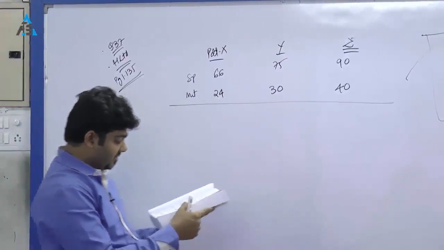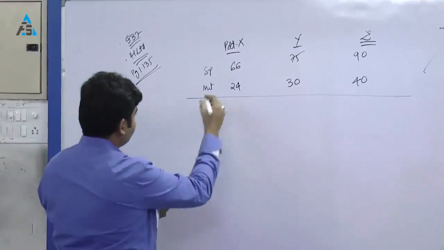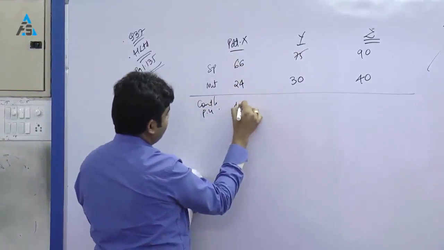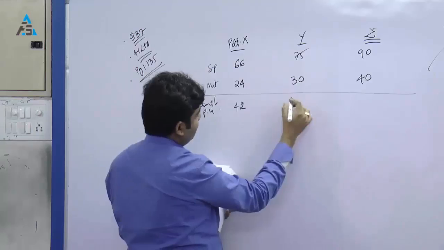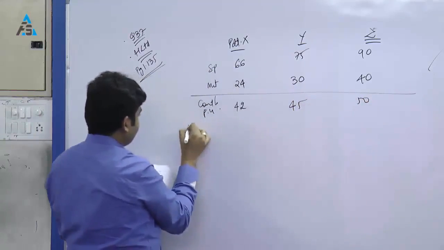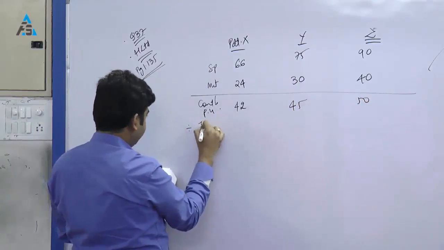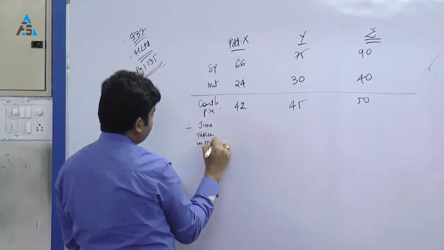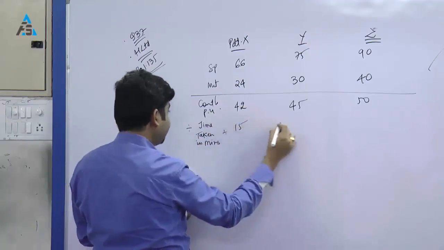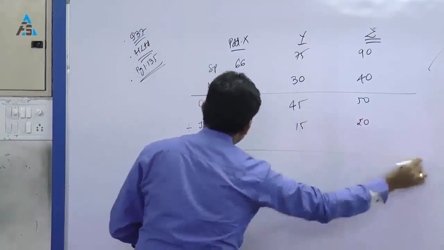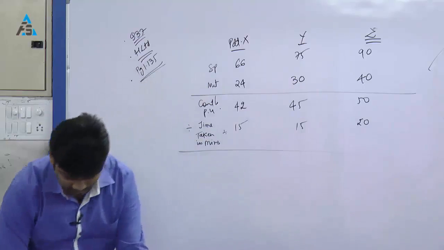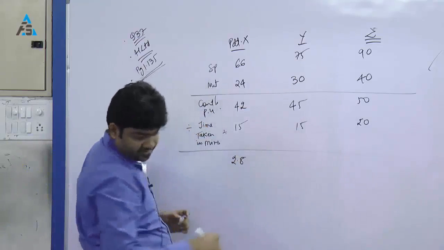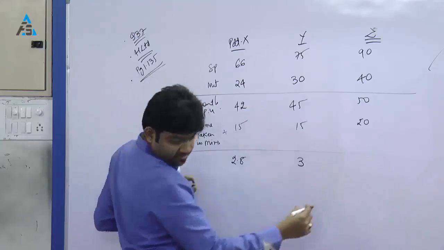Alright, so bottleneck resource time is given as 15, 15 and 20. So here can I say this is my contribution per unit, which is 66 minus 24, which is nothing but I think 42. Then this is 45 and then this is 50. Divide by time taken in minutes. So this is my limiting factor. Time taken, we are used to hours, this is in minutes. So divide by 15, divide by 15 and divide by 20. So 42 divided by 15 will give me 2.8. Then 45 divided by 15 will give me 3. And then this will give me 2.5.